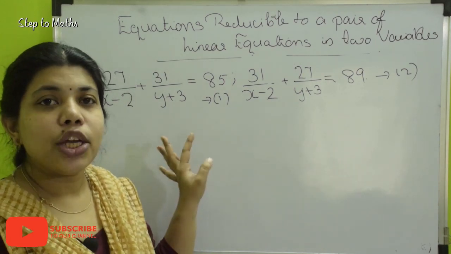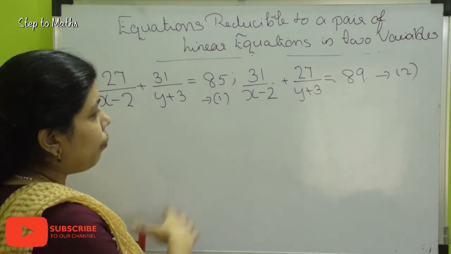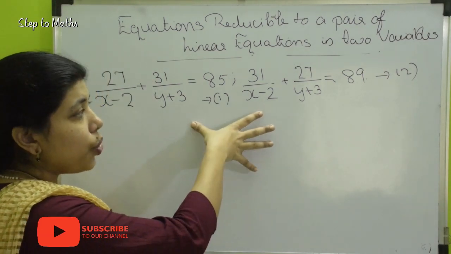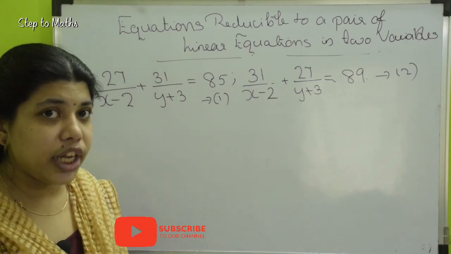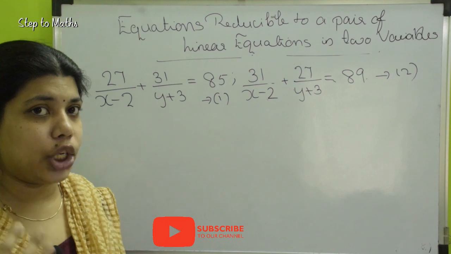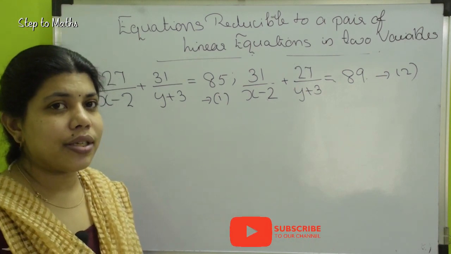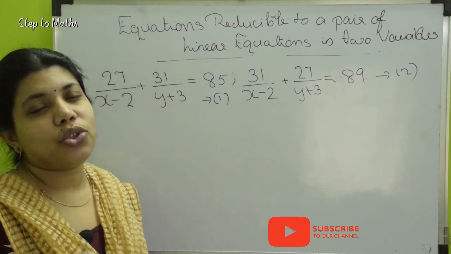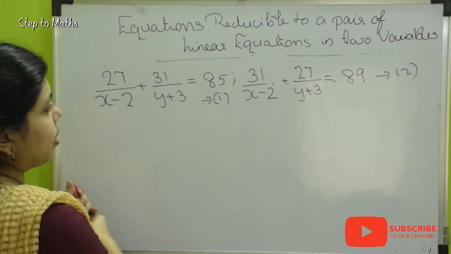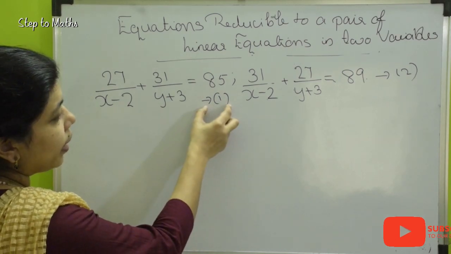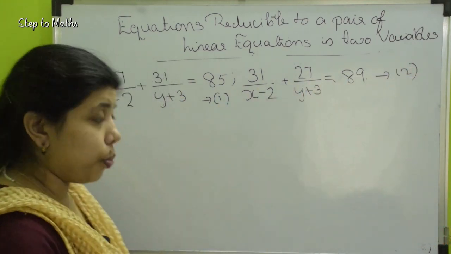Solve these two equations. How can we solve this? For that, first we have to reduce these equations to the general form of a linear equation, ax plus by is equal to c. How can we reduce these two equations? For that, we make some substitutions. Consider the first given equation as equation number 1, and the next as equation number 2.